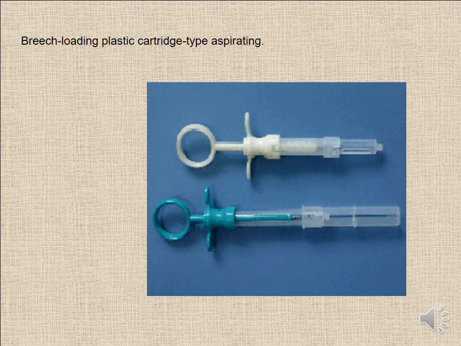Other type, breech-loading plastic cartridge type, aspirating. We use a metallic type, but this is a plastic type. We cannot sterilize it by heat, only by a chemical antiseptic solution, and it is used for only one patient. So it can aspirate the fluid, but it is not sterilized by heat application.